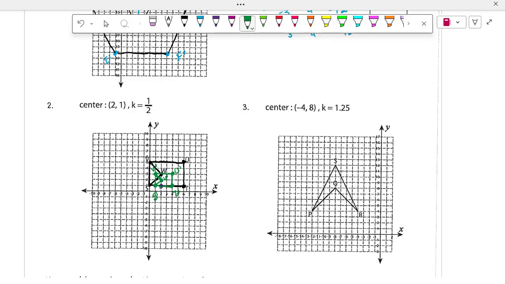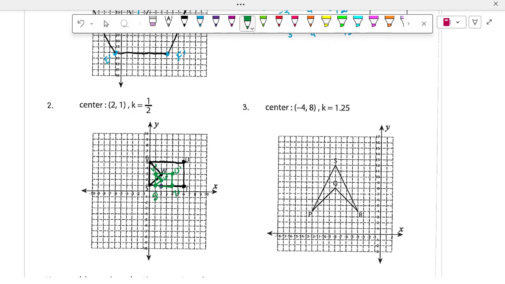So it's still connected to the shape, but it still got smaller. Does everyone kind of understand how you would go about this?